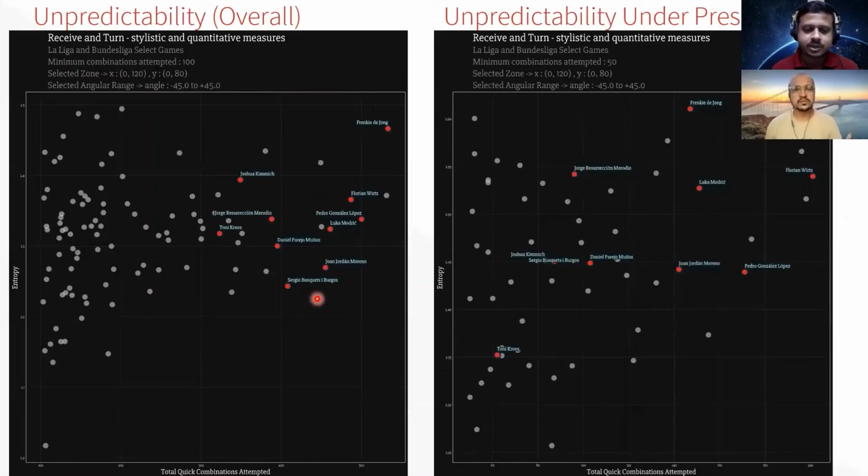So this tells us whether a player tends to turn in a specific way or is going to distribute his passes or movements in different directions under pressure. And so once again, we have the overall unpredictability given by this entropy and measured against the total volume of combinations attempted. Once again, we have all of our highlighted names showing up really high on the entropy metric as well. And then we have the same under pressure, and Frenkie de Jong once again is sort of a standout here.